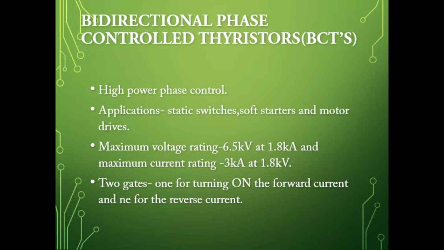The BCT usually has two gates, whereas the TRIAC has one gate. This has two gates, one for turning on the forward current and one for the turn off process, that is, to apply the reverse current. It will turn off if the anode current falls below the holding current due to the natural behavior of either the voltage or the current.